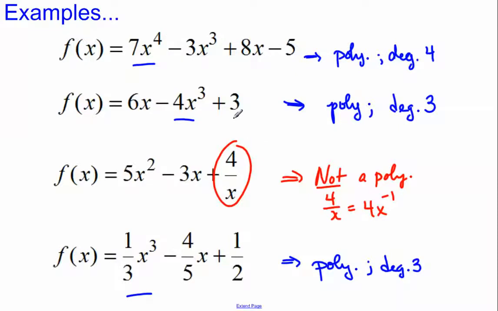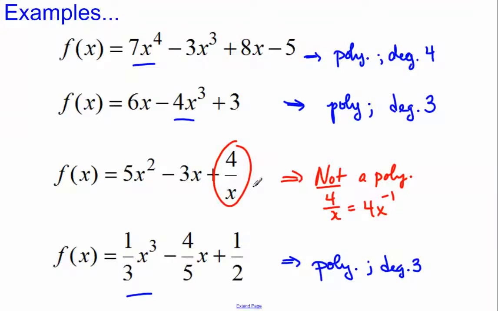This next one is out of order, but the definition doesn't say it has to always be written in order. My coefficients, the number parts, are all real numbers. My exponents are both non-negative integers, so this qualifies as a polynomial. This time my highest degree term is actually in the middle, and that means my degree for the polynomial is going to be 3.